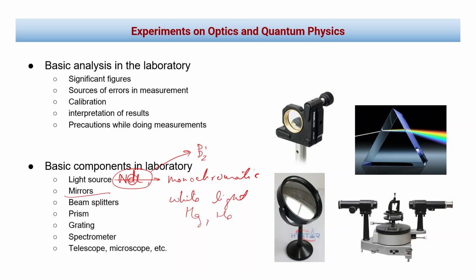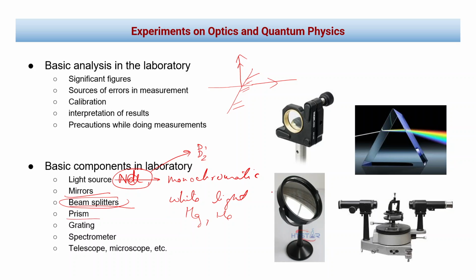Then we have different kinds of mirrors: concave mirrors, convex mirrors, plane mirrors. These we had discussed in detail, which again we'll revise today. Then beam splitters, which look like a mirror, but they have been polished in such a way that some part of the beam is transmitted and some part is reflected. So the beam is actually splitting into two, as you can see. Those were beam splitters.